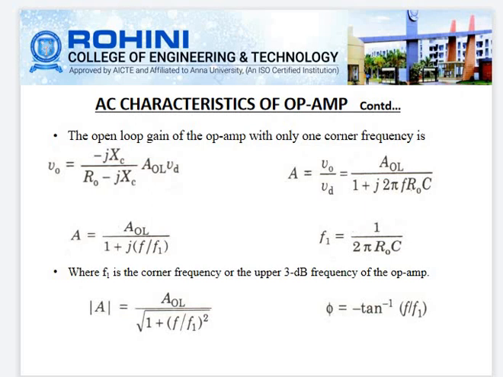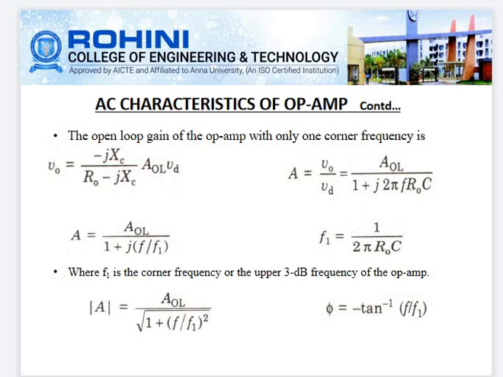The open loop gain of op-amp with only one corner frequency is given by the output voltage V0 equal to minus jXC by R0 minus jXC into AOL, the open loop gain, into input voltage VD. So gain is the ratio of output to input, that is equal to open loop gain divided by 1 plus j2 pi F R0 C. Here F1 is equal to 1 by 2 pi R0 C. Substituting this F1 in the gain A, we get A equal to open loop gain divided by 1 plus j F by F1. Here F1 is the corner frequency or the upper 3 dB frequency of the operational amplifier.